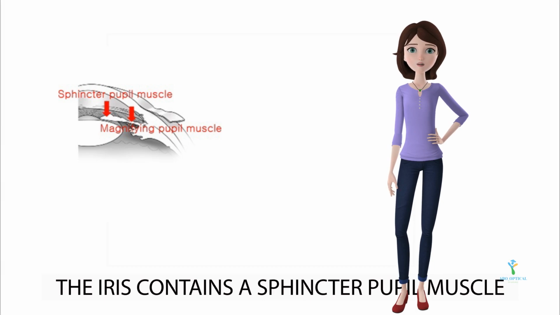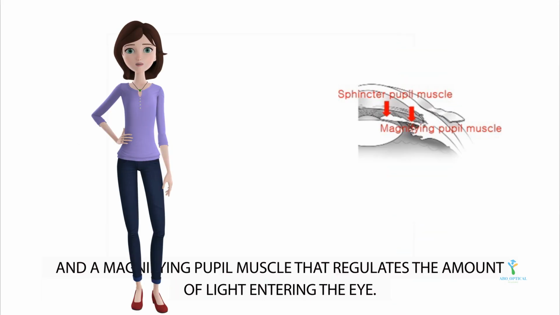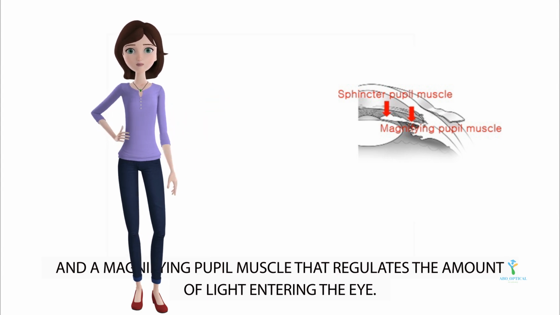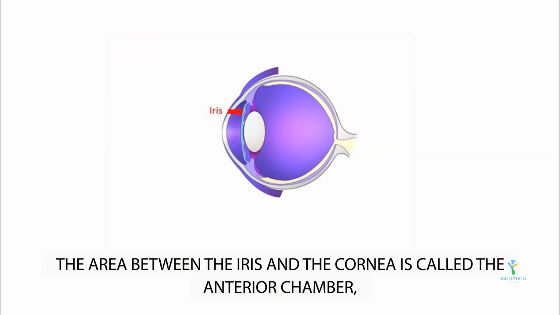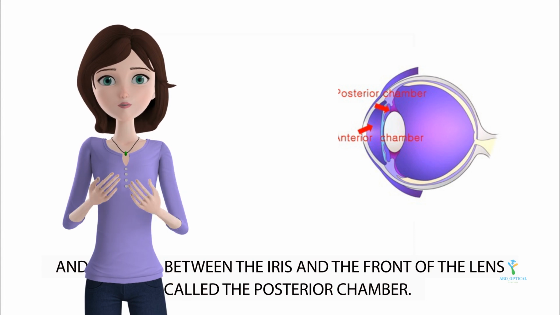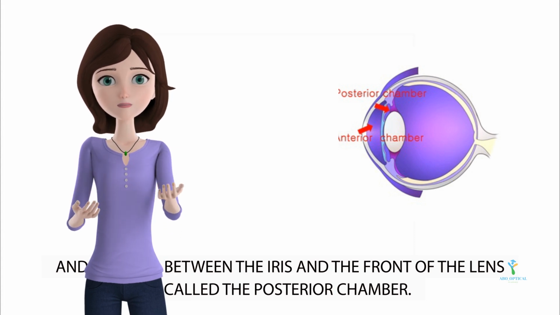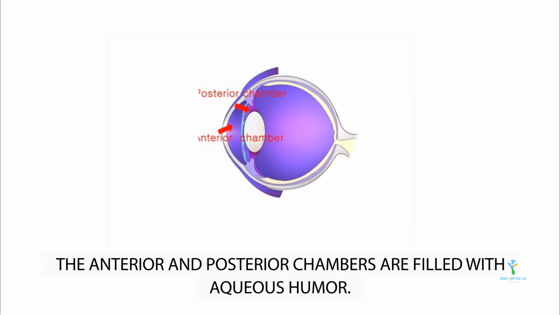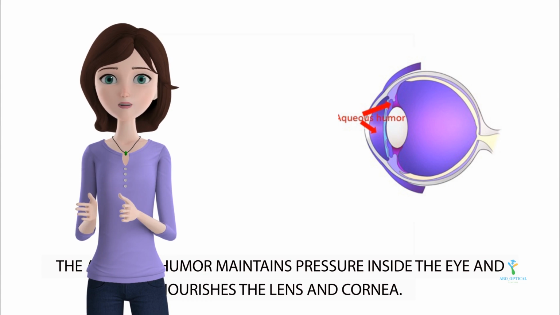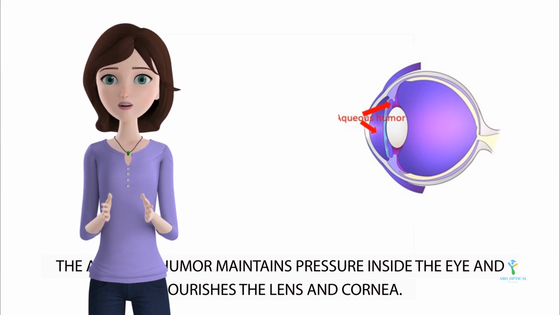The iris contains a sphincter pupillae muscle and a dilator pupillae muscle that regulate the amount of light entering the eye. The area between the iris and the cornea is called the anterior chamber, and the area between the iris and the front of the lens is called the posterior chamber. The anterior and posterior chambers are filled with aqueous humor. The aqueous humor maintains pressure inside the eye and nourishes the lens and cornea.